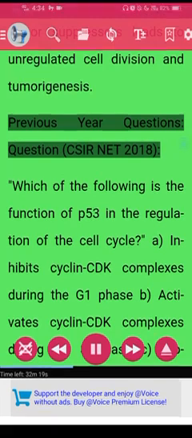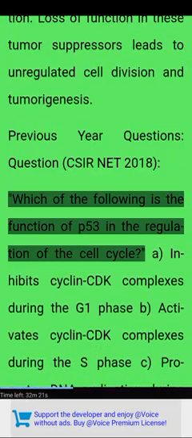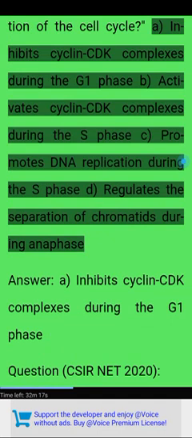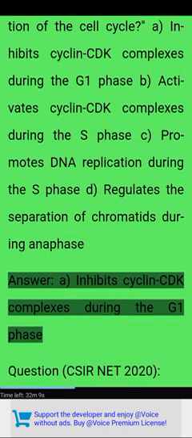Previous year questions. Question CSIR NET 2018. Which of the following is a function of P53 in the regulation of the cell cycle? A. Inhibits cyclin CDK complexes during the G1 phase. B. Activates cyclin CDK complexes during the S phase. C. Promotes DNA replication during the S phase. D. Regulates the separation of chromatids during anaphase. Answer: A. Inhibits cyclin CDK complexes during the G1 phase.